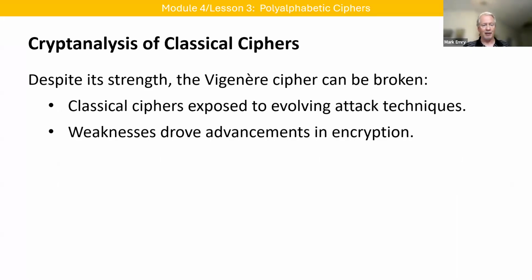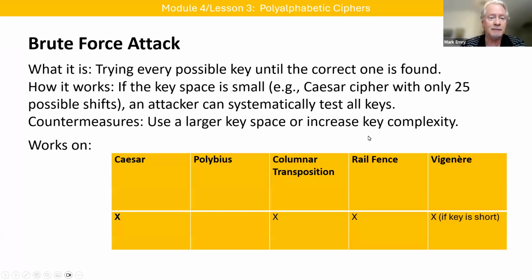So over time, cryptanalytic techniques, it's easy for me to say, right, have exposed weaknesses in classical ciphers, leading to the development of more secure encryption methods. Next, we build on what we did a little bit ago with frequency analysis to outline a few other types of attacks on these ciphers and explain how their weaknesses led to improved cryptographic techniques.